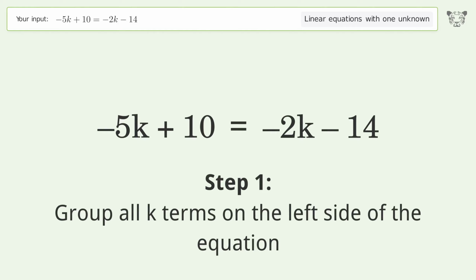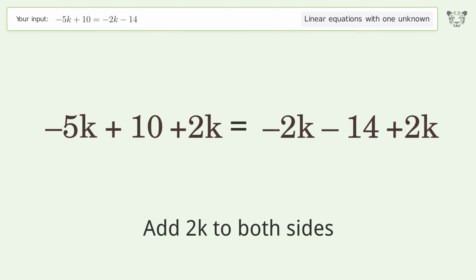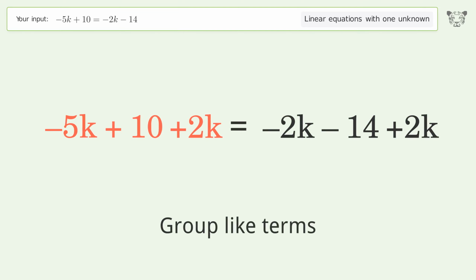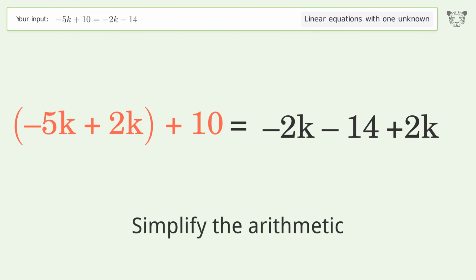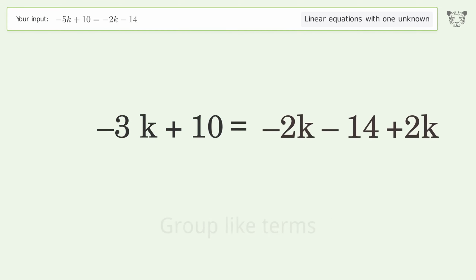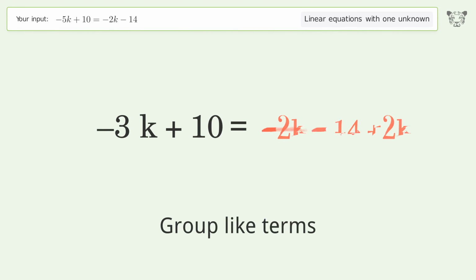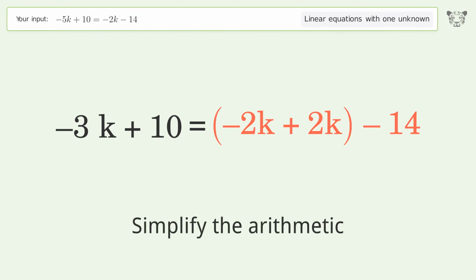Group all k terms on the left side of the equation. Add 2k to both sides. Group like terms. Simplify the arithmetic. Group like terms. Simplify the arithmetic.